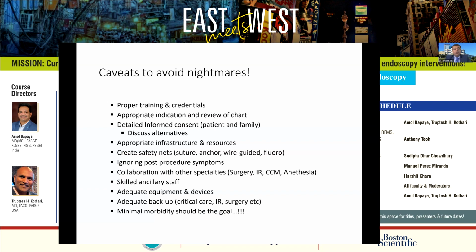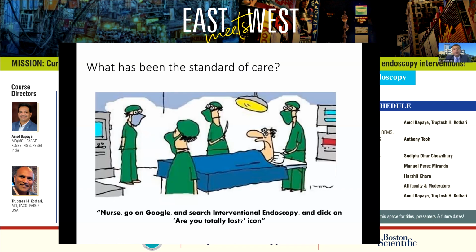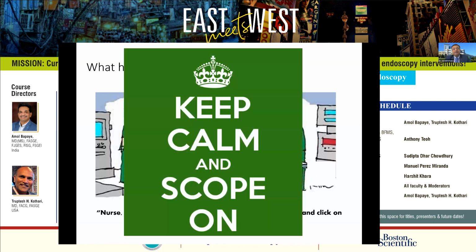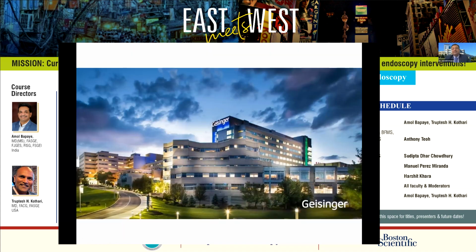having the right infrastructure, and most importantly, having the right partnerships with surgery, IR, critical care is very vital. So in interventional endoscopy, we keep trailblazing our own way. And then when literally things hit the fan, keep calm and scope on. So thank you, everyone. And that was my trials and tribulations through EUS-GE and EDGE.